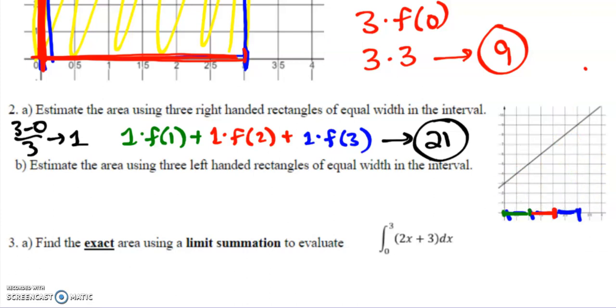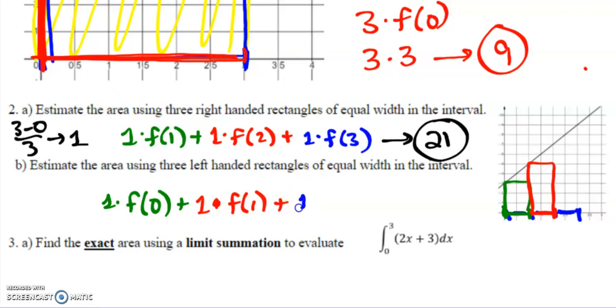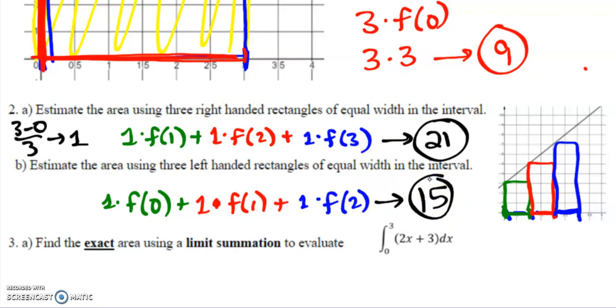So let's go through and do the same thing, except this time we're going to use our left hand. So in this first partition, I have a width of 1. But this time, I'm going to use my f of 0. Plus, still have a width of 1. This time, I'm going to use my left hand, which is f of 1. Finally, a width of 1. This time, using my left hand, is going to be f of 2. For a total of 15.